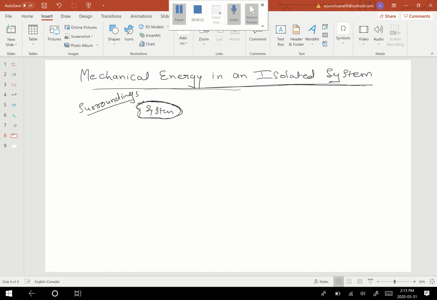Now, isolated system means no energy is being given to the system, no energy is being taken out of the system. That system is called an isolated system. On top of that, there is no mass transfer also, so neither the mass nor the energy is being transferred from the system. So I'm going to take an example of projectile motion, to show how we can apply the mechanical energy of an isolated system to a projectile motion.